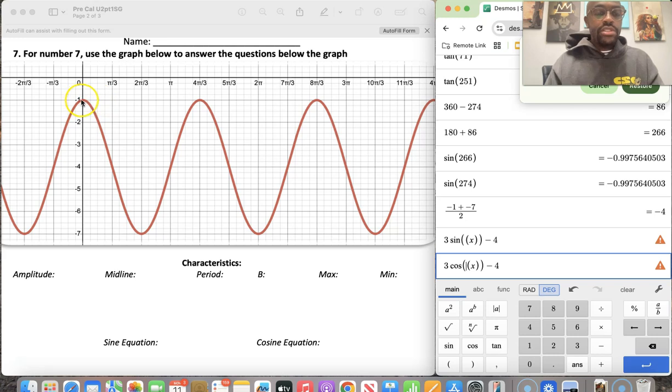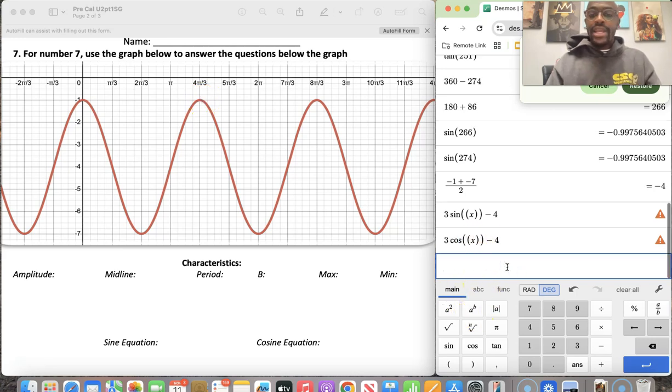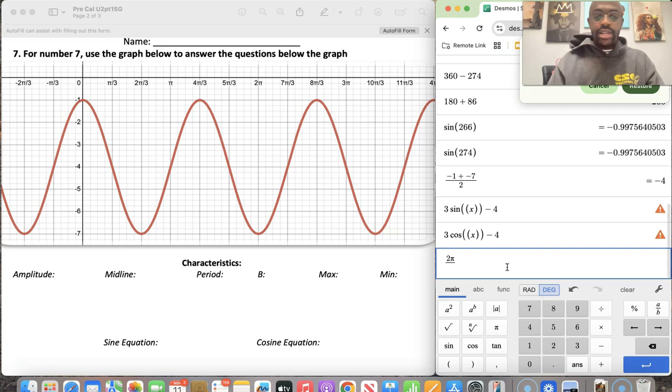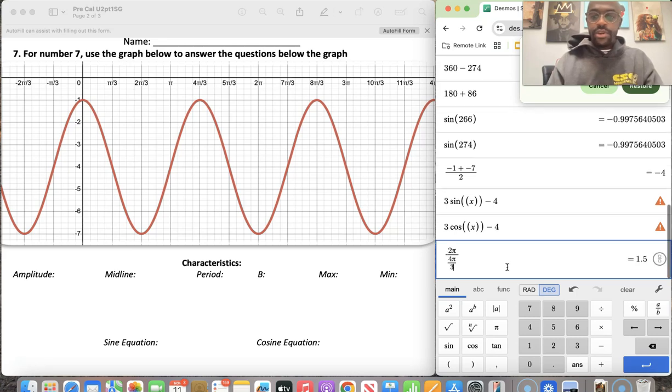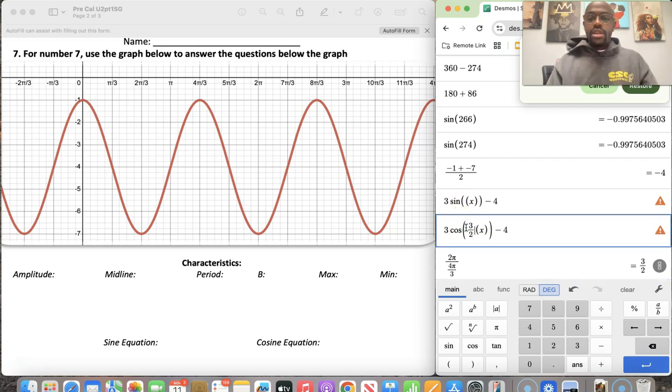All right. So if you look at here, it starts at the maximum. And then where does it hit the maximum again? 4 pi over 3. So my period is 4 pi over 3. But that is not my frequency, and the period does not go in our equation. In order to find your frequency, you have to take 2 pi divided by the period, which is 4 pi over 3. And you get 1.5 or 3 over 2. So then we can write our cosine equation as 3 cosine 3 over 2x minus 4.